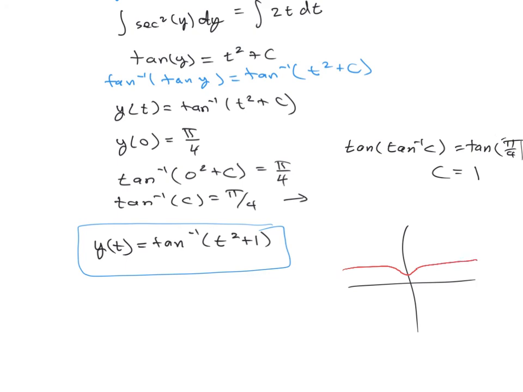So our interval of existence is going to be all real numbers, the whole axis.